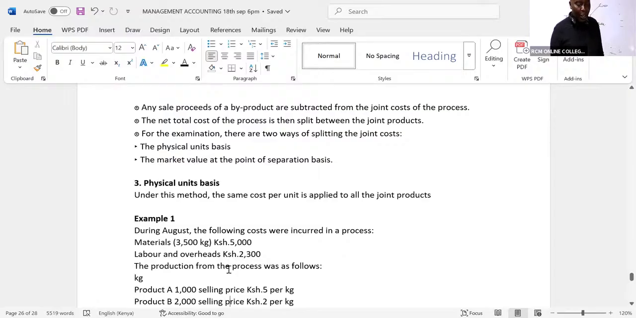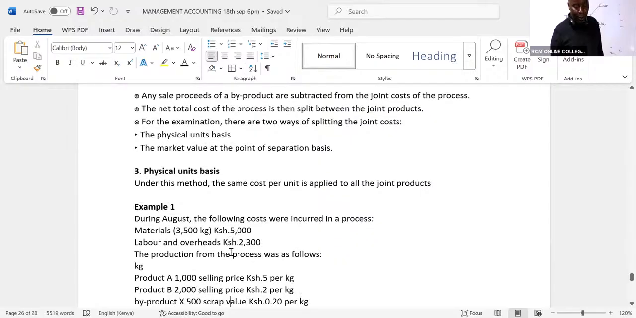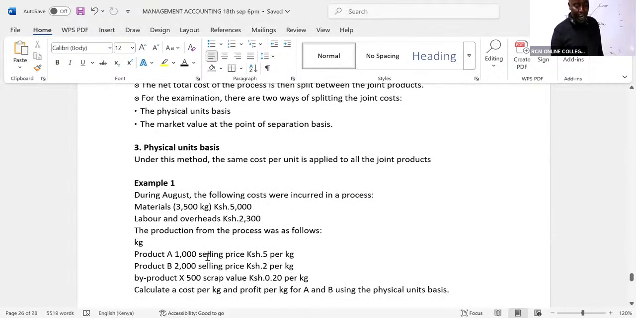During August, the following costs were incurred in a process. We have materials, 3,500 kilograms, 5,000. Labor and overheads, 2,300. The production from the process was as follows. Product A, 1,000. Product B, 2,000. And then we have a byproduct, 500, whose scrap value was 0.2. Calculate a cost per kilogram and a profit per kilogram for A and B using the physical units basis.